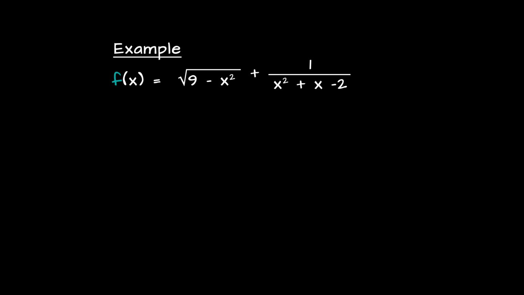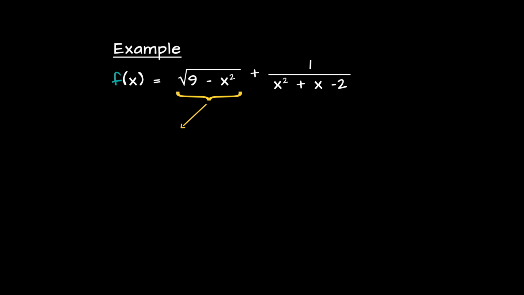Let's conclude by thinking about a problem that's significantly more challenging. Let's try to find the domain of the function given by the rather complicated formula radical of 9 minus x squared plus 1 over x squared plus x minus 2. Let's begin by taking things one step at a time and breaking our function up into two additive pieces, the first of which is the radical of 9 minus x squared.